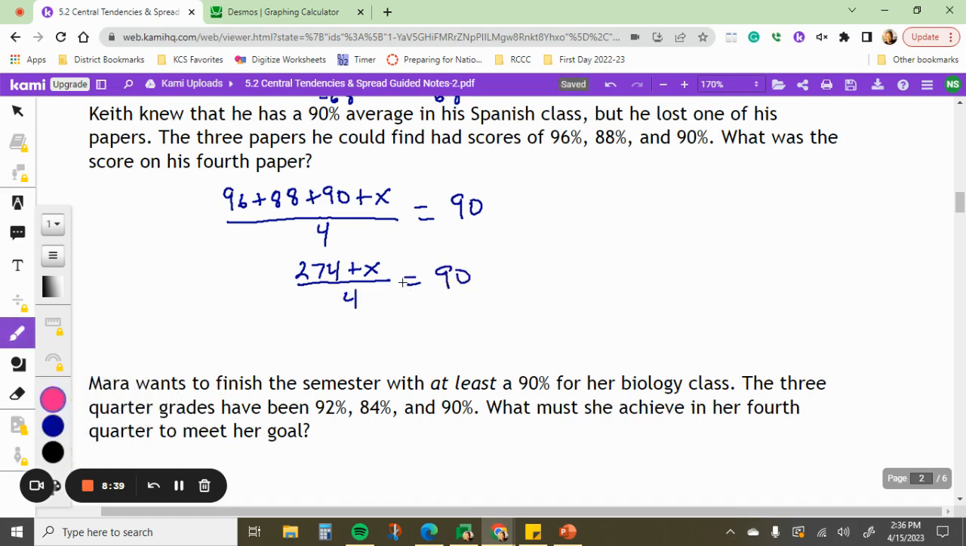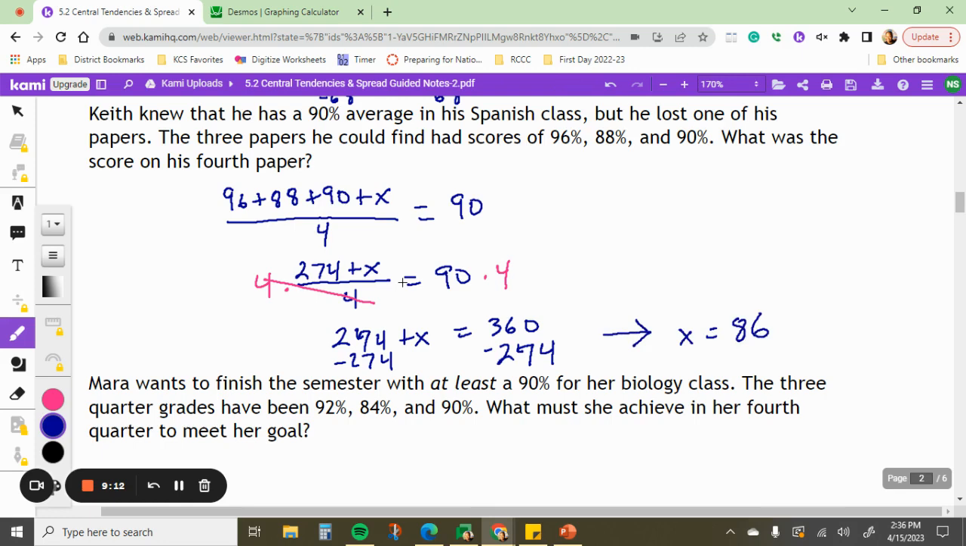Now to get x by itself, let me multiply both sides of the problem by what's on the bottom, by 4, so that I get 274 plus x equals 360. And to find x, my last step, I want to subtract 274 from both sides of the problem. So 360 minus 274, x equals 86.